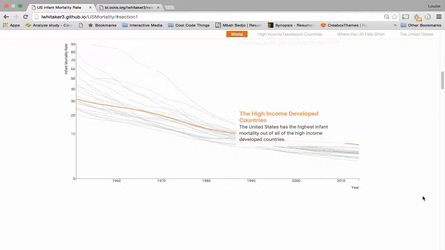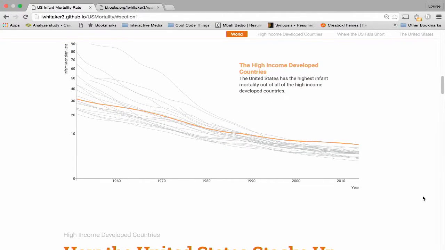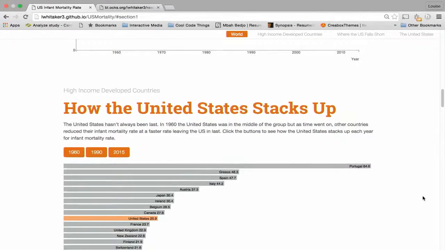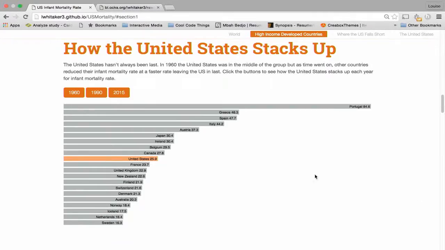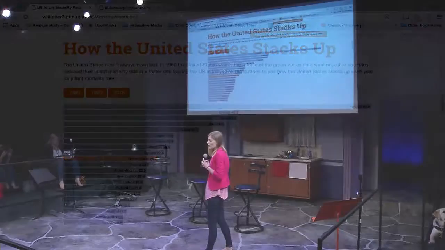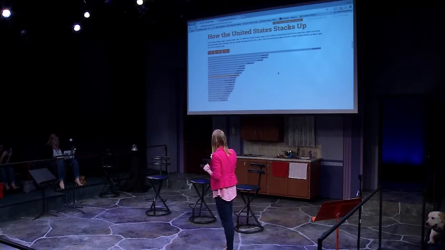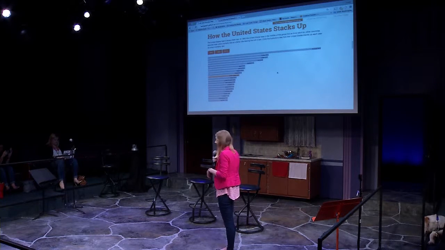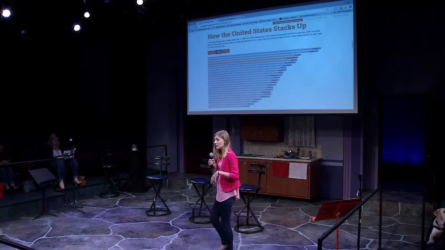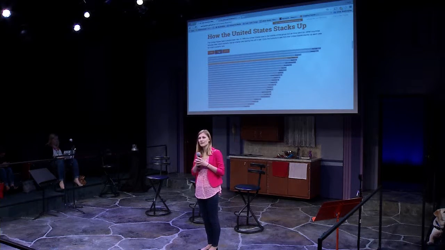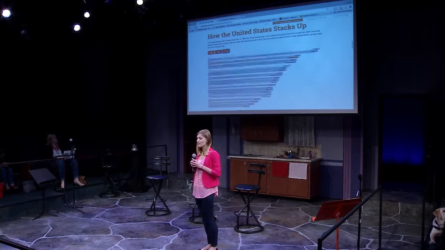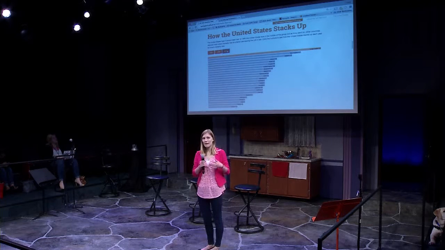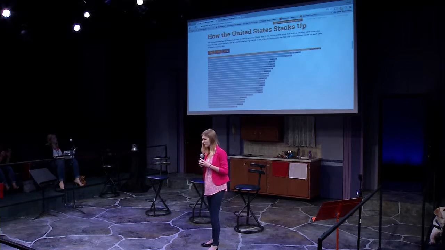But when I took away all of the other countries and just focused on high-income developed countries, it was a totally different story. As you can see at the beginning, it didn't start off as the worst, but it is certainly the worst now. This bar chart shows that in 1960, the United States falls somewhere in the middle, but by 1990, it fell to the fourth worst, and by 2015, it was the worst by almost 1%.